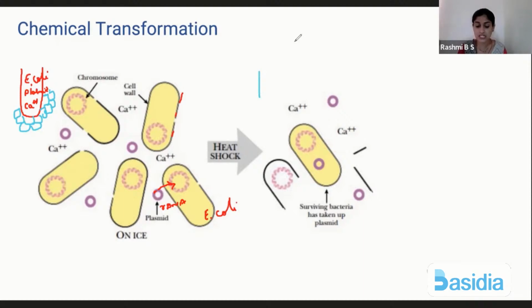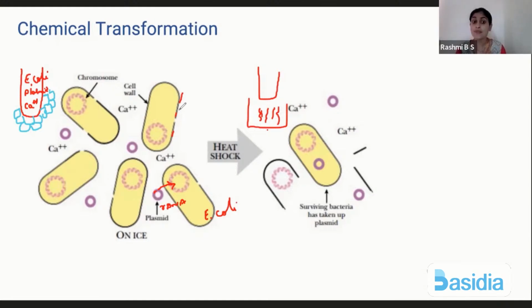I'm suddenly keeping the test tube in hot water, a beaker with hot water. Now what will the bacteria feel? Arey baba, kya ho raha hai? Just one minute back I'm feeling too cold. Now I'm feeling too hot. So what do I have to do? It gets confused, so it starts protecting itself.